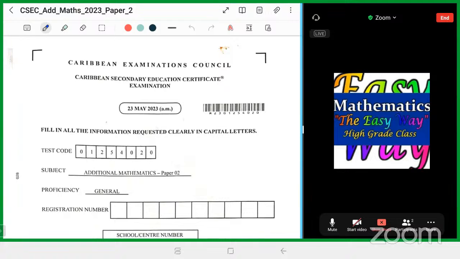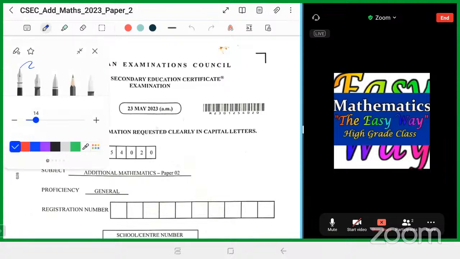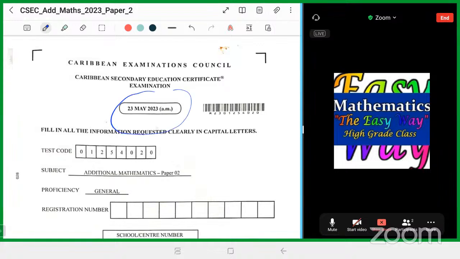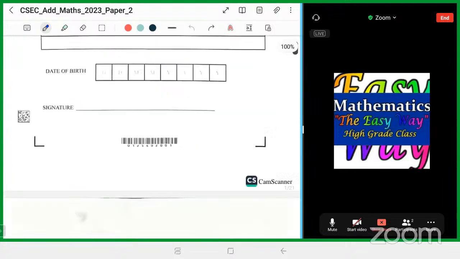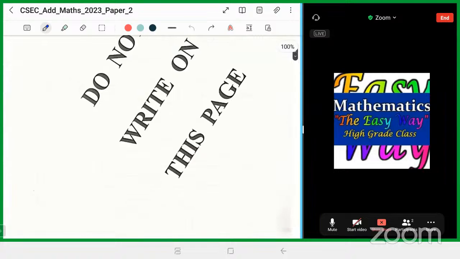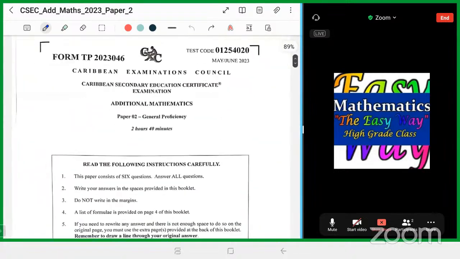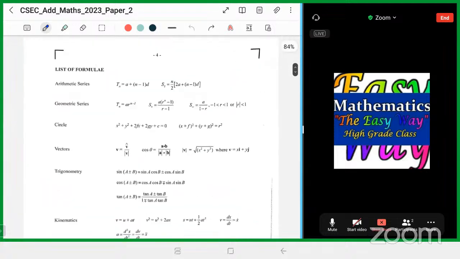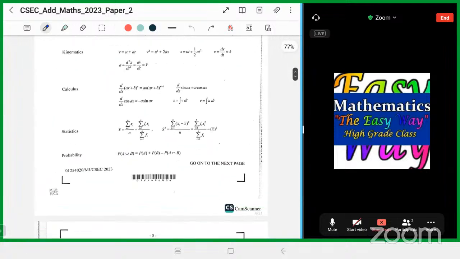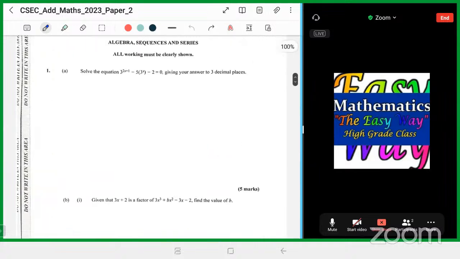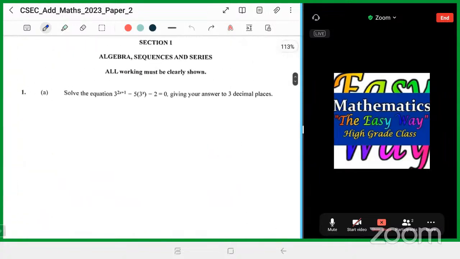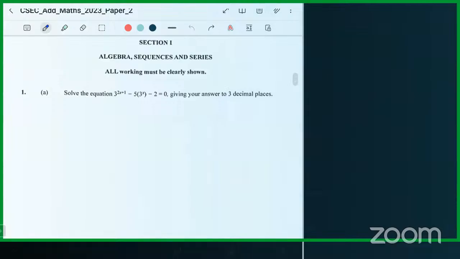All right, so this is the May-June 2023 AdMats paper 2. So let's do this. This is the first question. I'm going to try and do one video per question. So number 1. This is a full paper. Number 1 right here. So let me close this out.